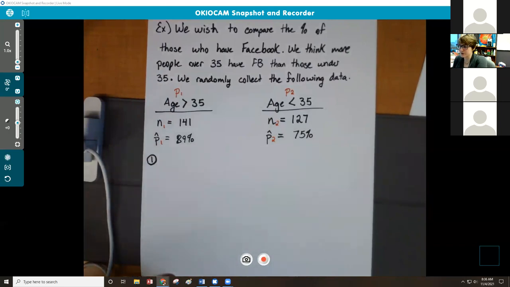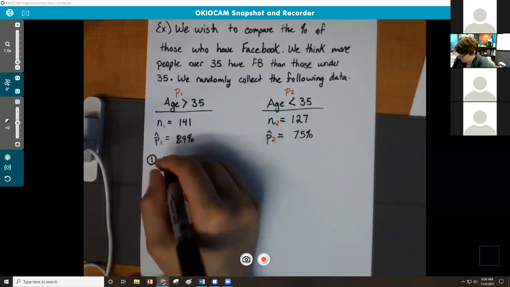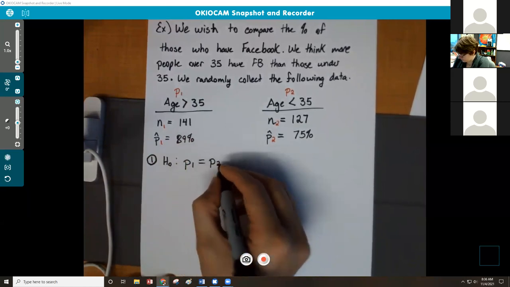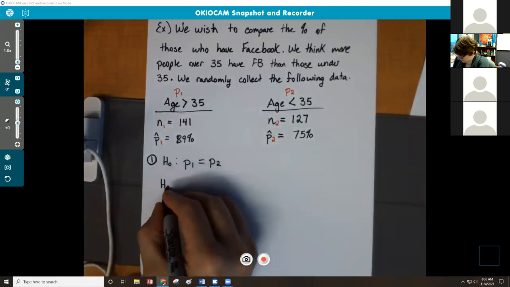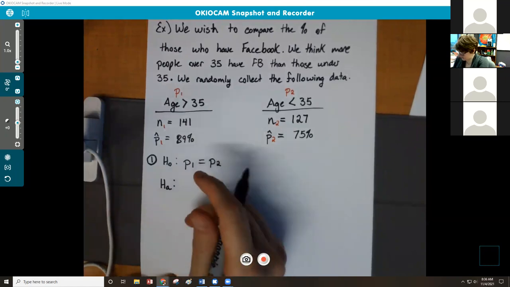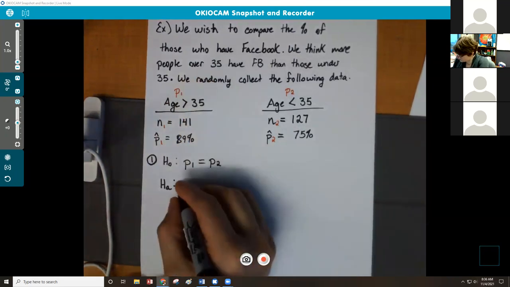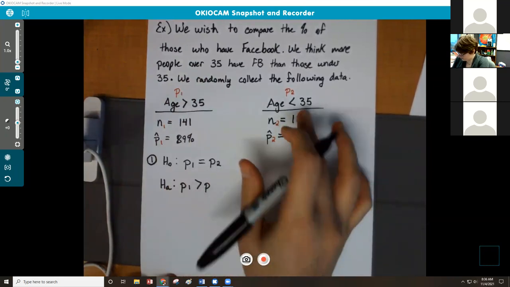All right, now we are ready to state our null and alternative hypotheses. So our null hypothesis is always that we think that these two populations are the same. Always assume that these two populations are the same. Our alternative hypothesis is that we think that people over 35, more of them are going to have Facebook. So in that case, we think that this group is going to be larger than this group.